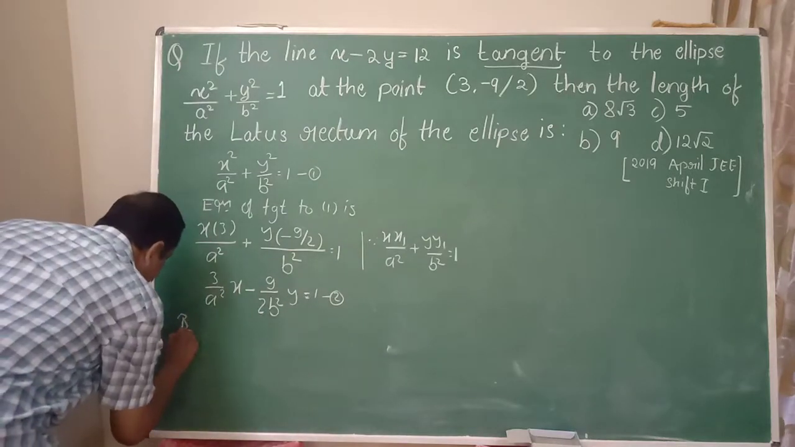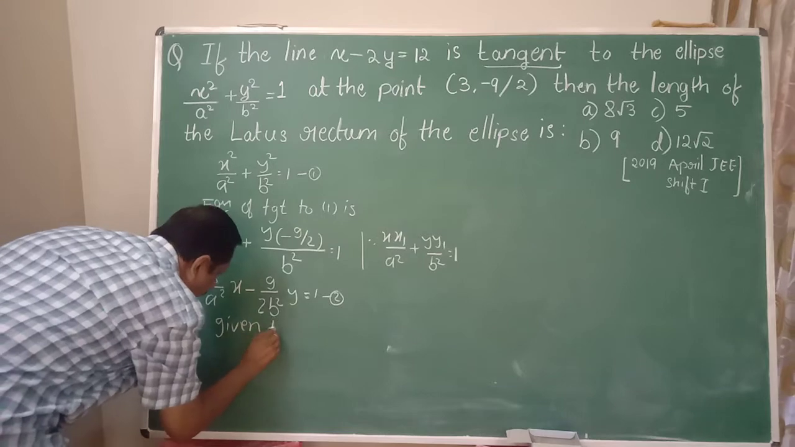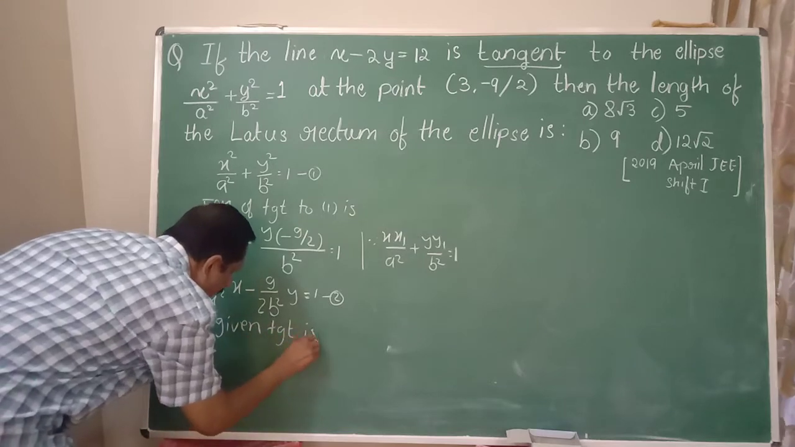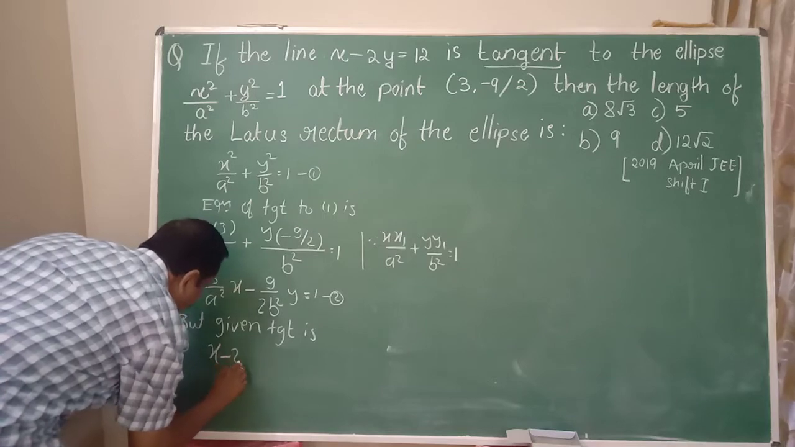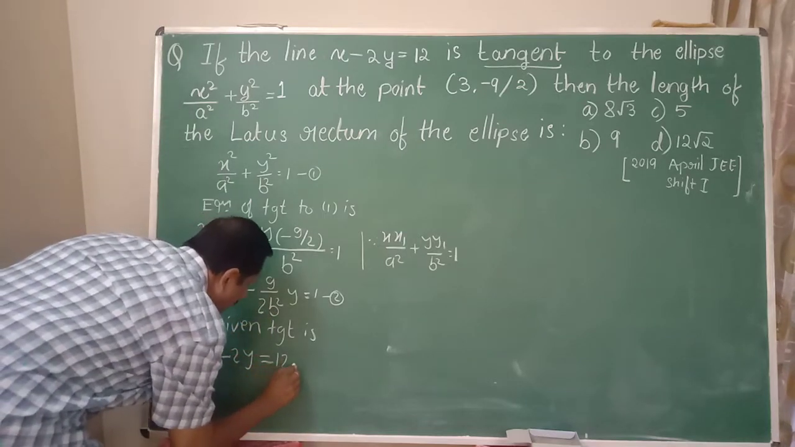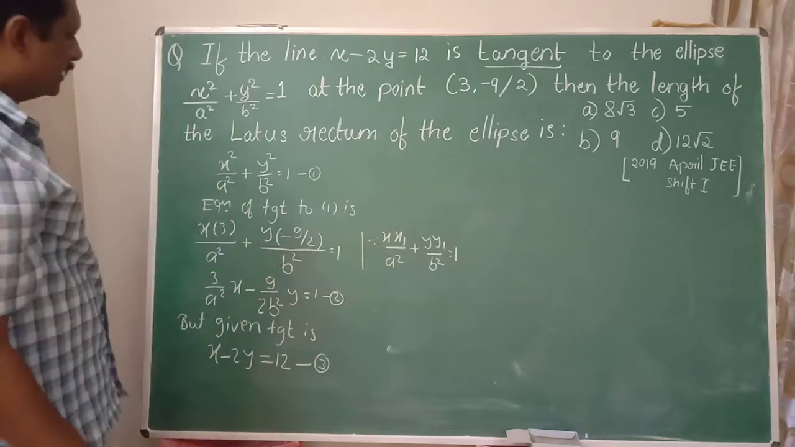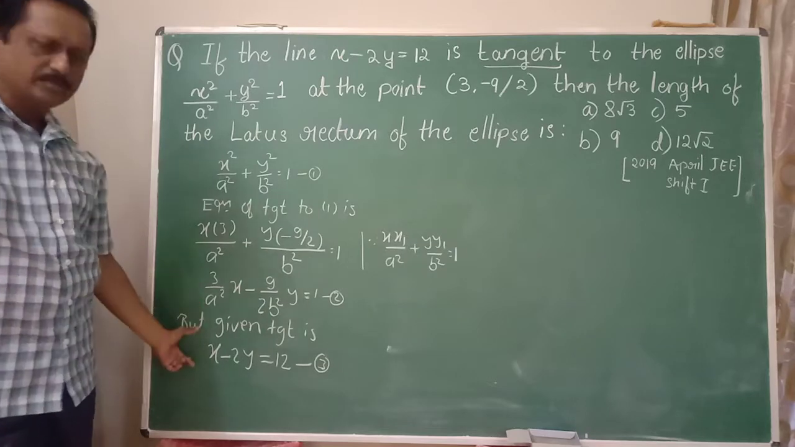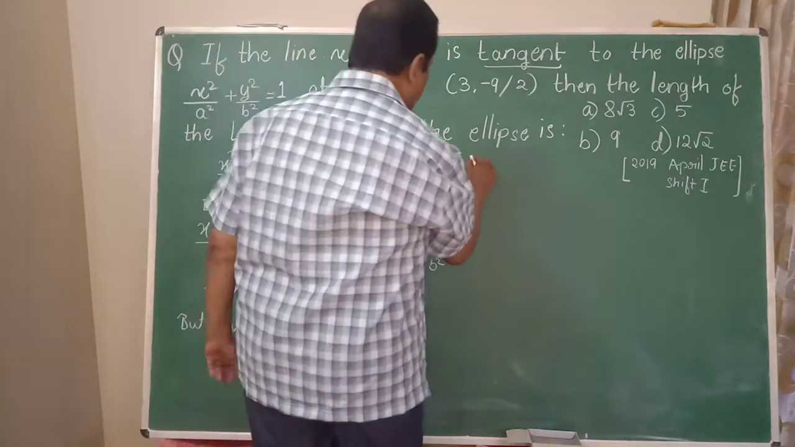The given tangent is x minus 2y is equal to 12. Take this one as equation number 3. Here it is a tangent, and here also a tangent, which means both represent the same line. Hence 2 and 3 represent the same line.